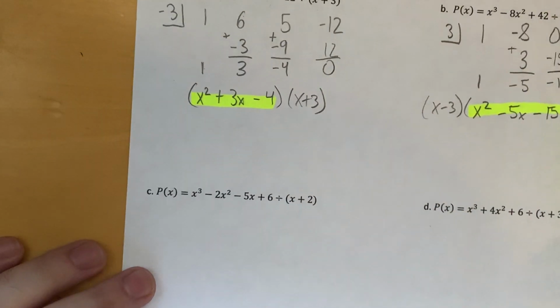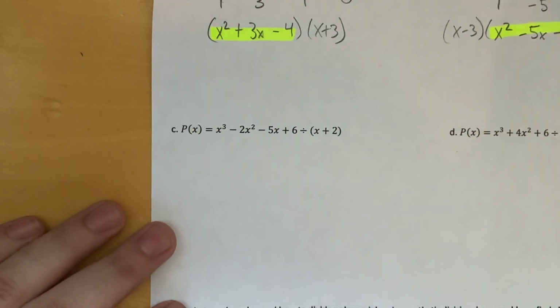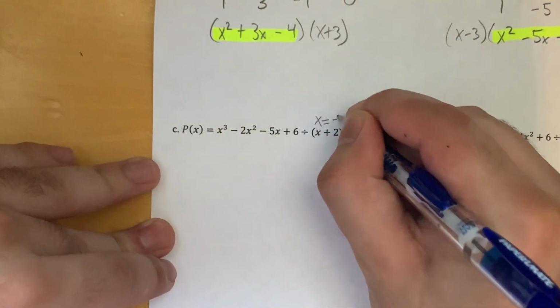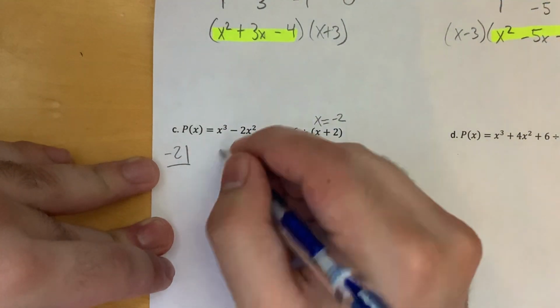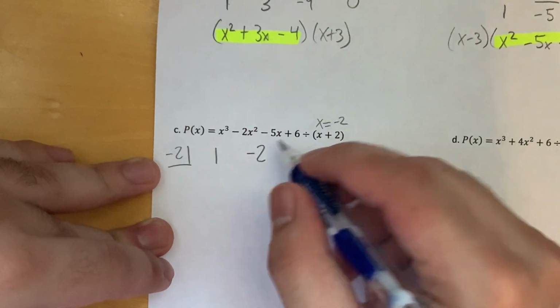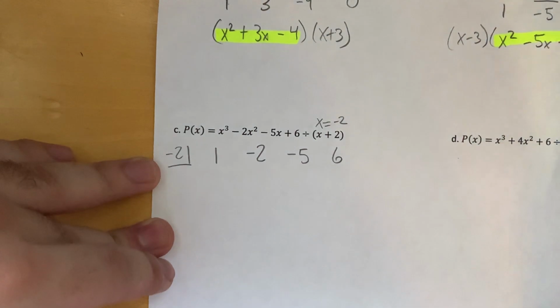All right, let's do the third one. So what's our root? x equals -2. So we're going to put -2 right there. We're going to put 1, -2. And are we missing anything? Nope. So -5 and 6.